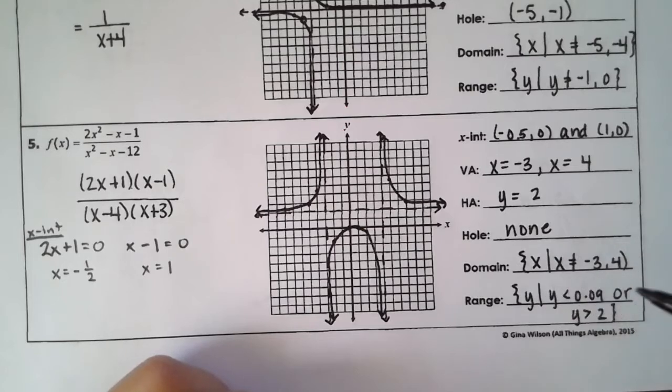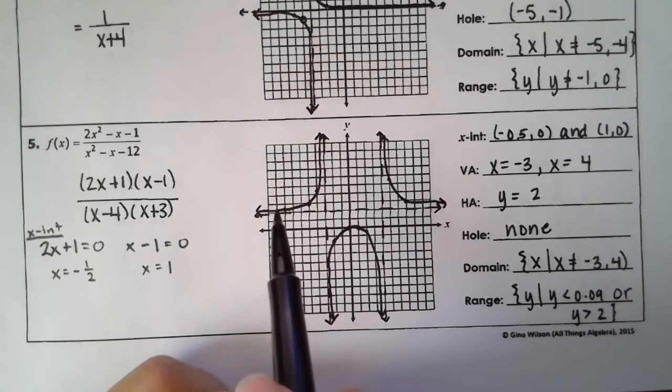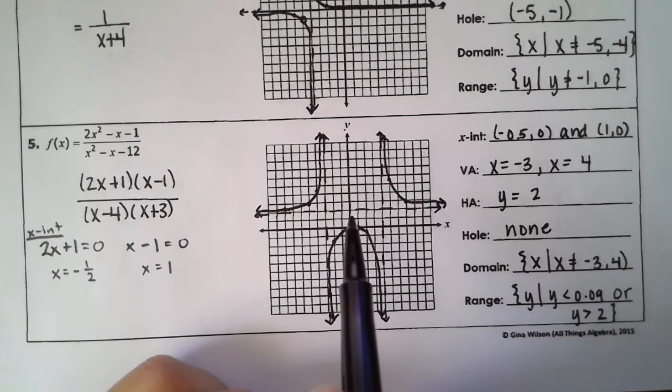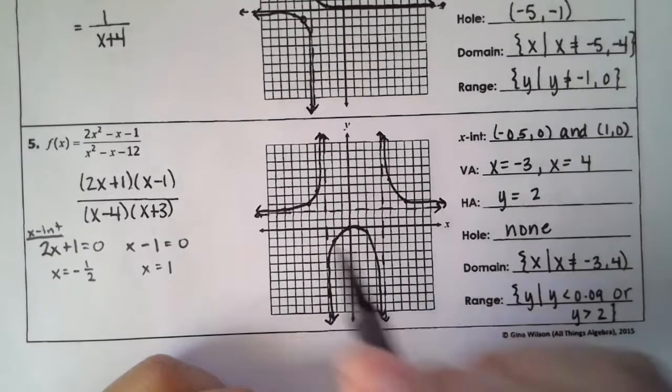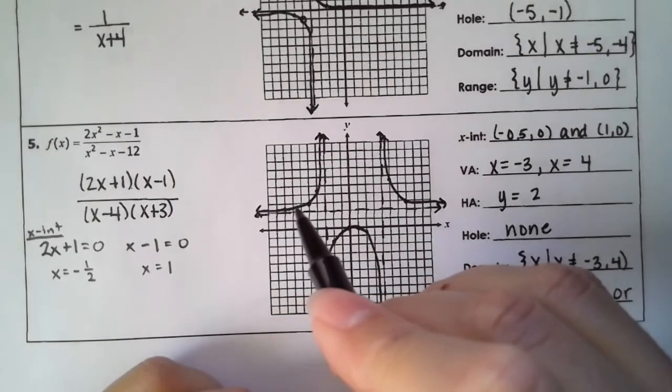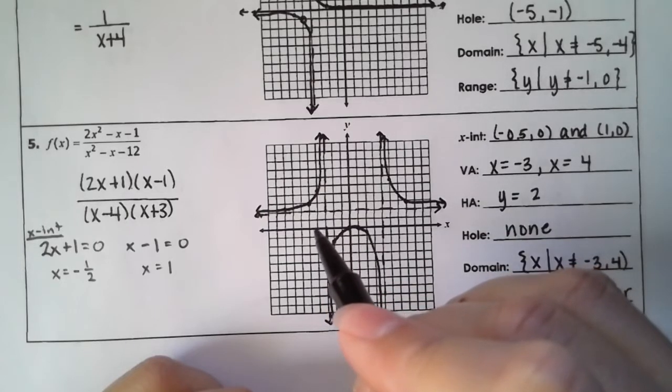So then we could pretty much already list the domain and range, right? The domain is all x's such that x can't be wherever the vertical asymptotes are, and then y can't be where, so right here, right? Y can't be 2 going up. Now I have less than 0.09, right? Which is really close. It's just a really small decimal, and I'll explain why in a bit.